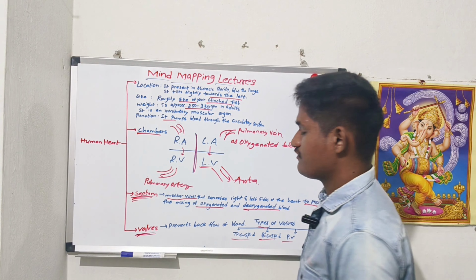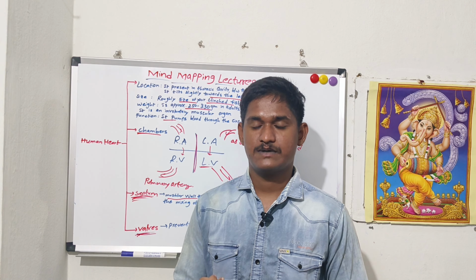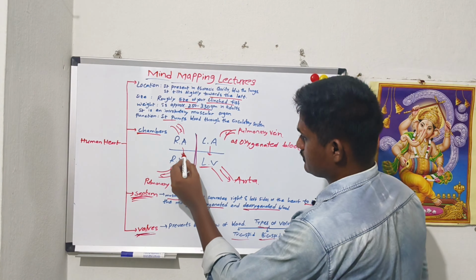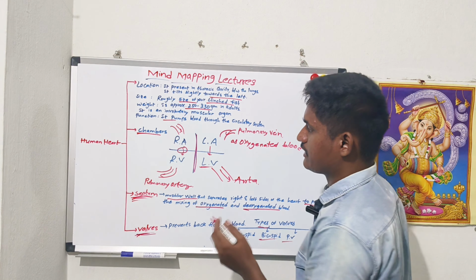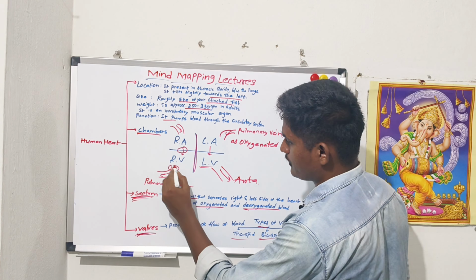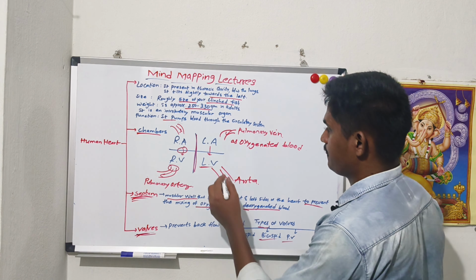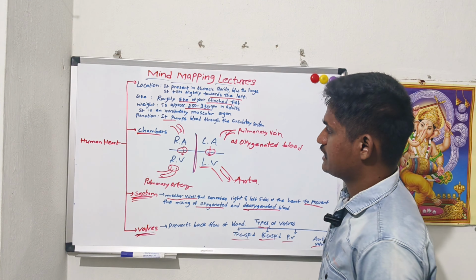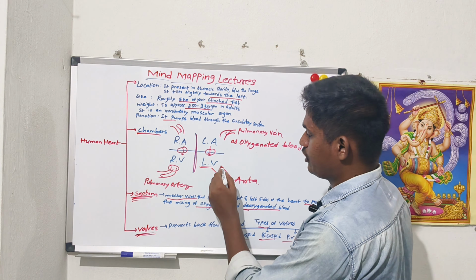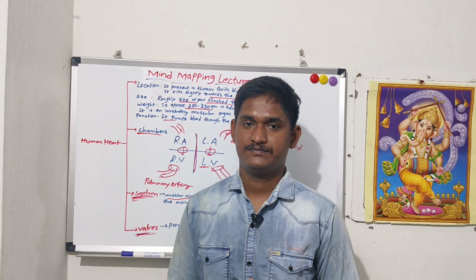Valves. Valves prevent backflow of the blood. There are four types of valves: tricuspid valve, bicuspid valve, pulmonary valve and aortic valve. The tricuspid valve is present between right auricle and right ventricle. The pulmonary valve is present between right ventricle and pulmonary artery. The bicuspid valve is present between left auricle and left ventricle. The aortic valve is present between left ventricle and aorta.